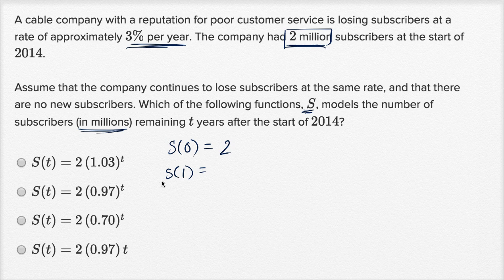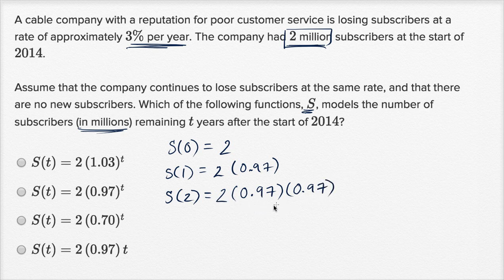Well, 1 year has gone by, so they're going to lose 3% of their subscribers. And losing 3% is the same thing as retaining 97%. So it's going to be 2 times 0.97. Now what happens at t equals 2 after 2 years? Well, they started with 2 million. In 1 year, they were able to only retain 97%. And then another year goes by, they're only going to retain 97% of what they had the year before. So another 97%.